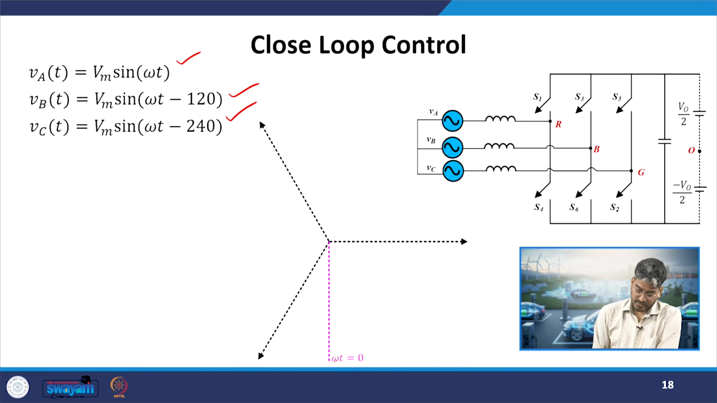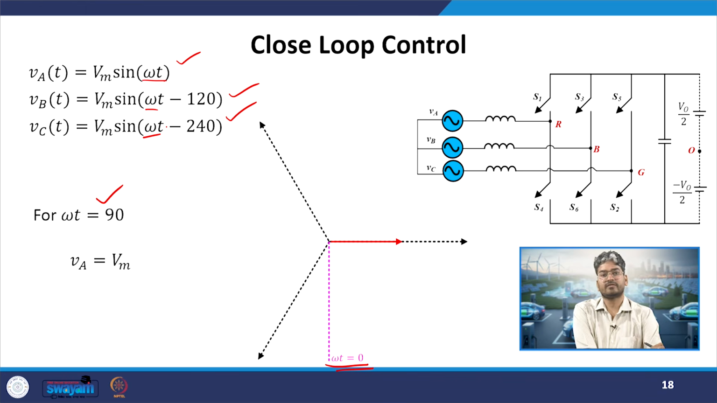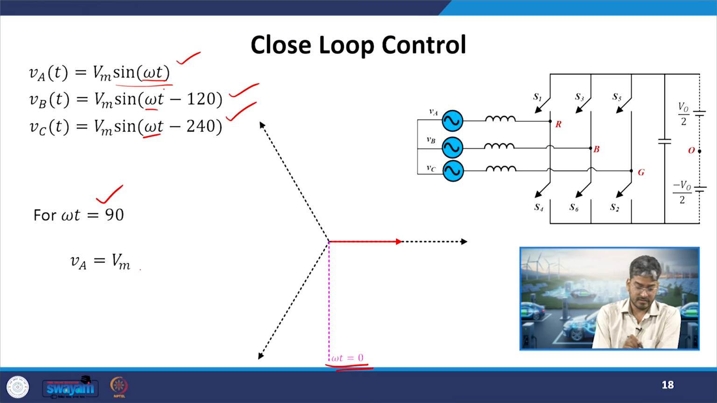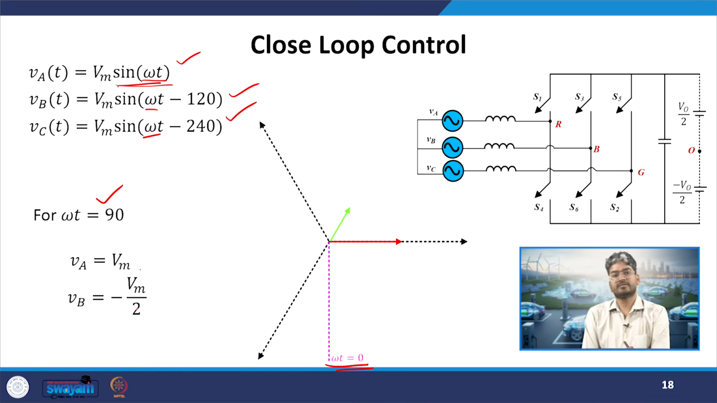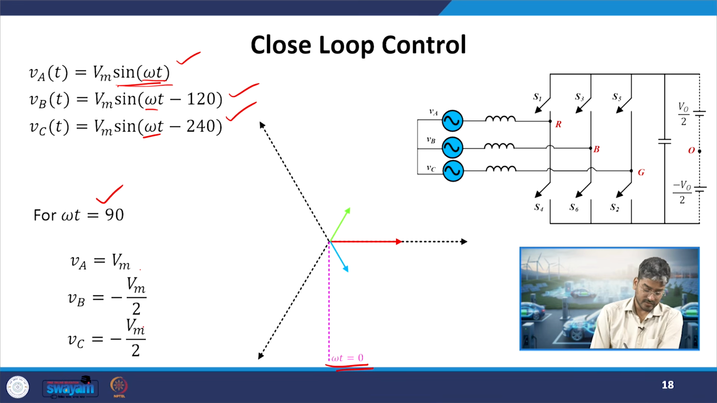Now suppose I mark this as the time instant when omega t was 0. Now let us consider that after some time omega t has attained a value of 90 degrees. So in place of omega t, I will replace it with 90 degrees. I will find that VA will be equal to VM. Why? Because sin 90 is 1, we are aware of that. So the sine term will go away, and VA will be equal to VM, the maximum value. Similarly, VC will be equal to minus VM by 2, and VB will again be equal to minus VM by 2. So these are the 3 variables.